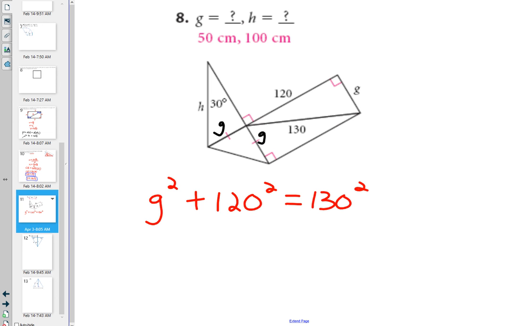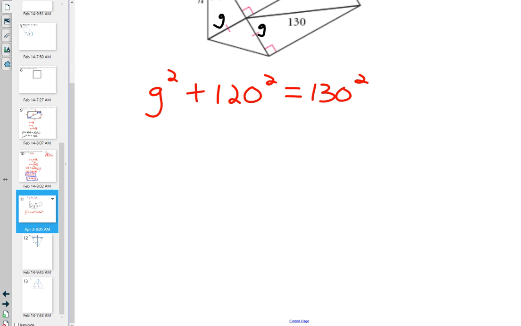If they give you two sides in a right triangle, use the Pythagorean theorem. Can anybody tell if this is a Pythagorean triple? Can anybody tell what it's going to be? Okay, then let's do it the long way.